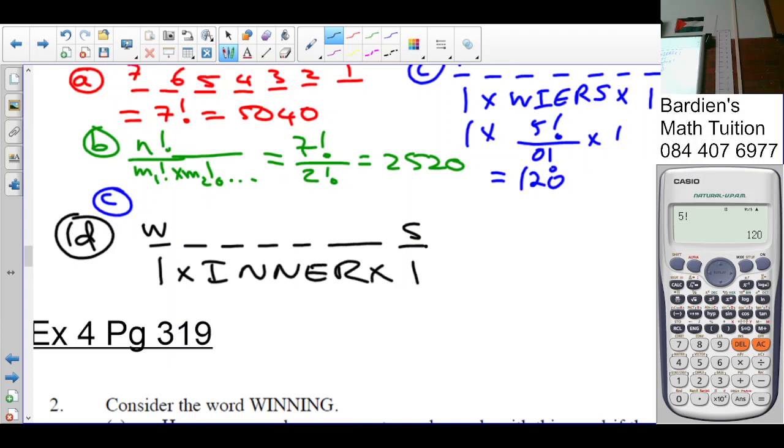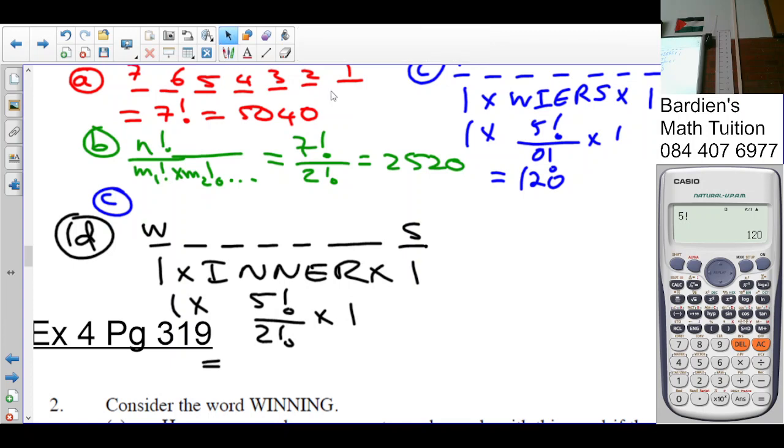So that would be 1 times. How many letters are here? 5. So 5 factorial over 2 factorial times 1. So 5 factorial over 2 factorial gives us 60. Okay? Do you guys understand?